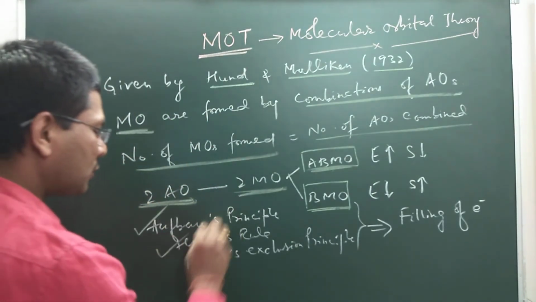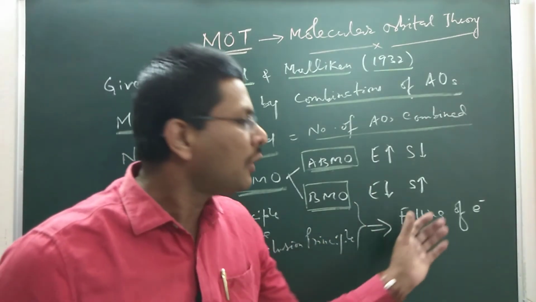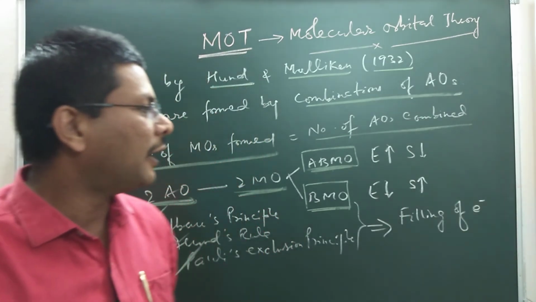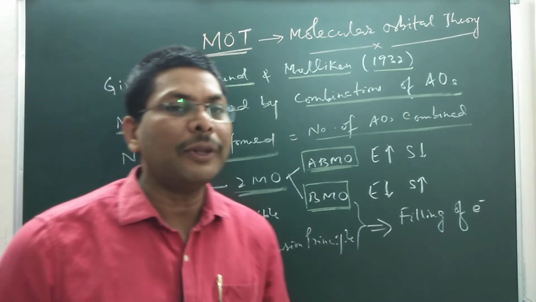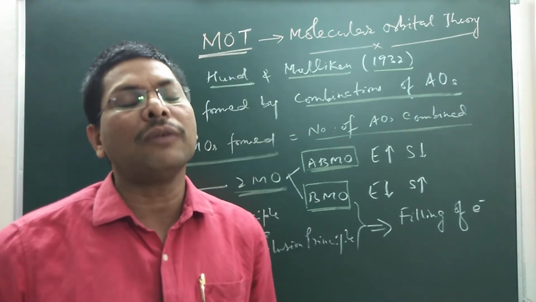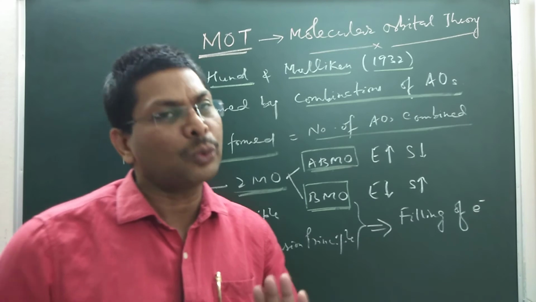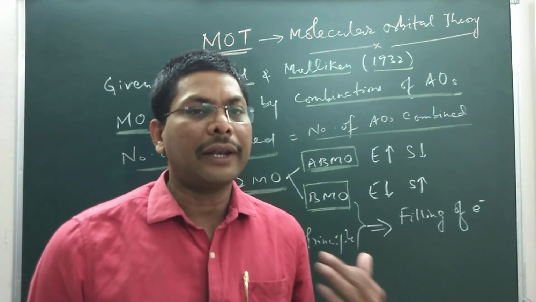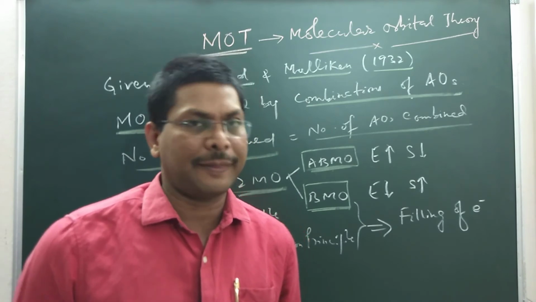The Aufbau principle, Hund's rule and Pauli exclusion principle are used for filling of electrons in molecular orbitals also. But for our knowledge, not to complicate matters, we will solve questions based on a total number of 20 electrons only. So I will give you the trick also to find the bond order and to relate that bond order with bond length also.